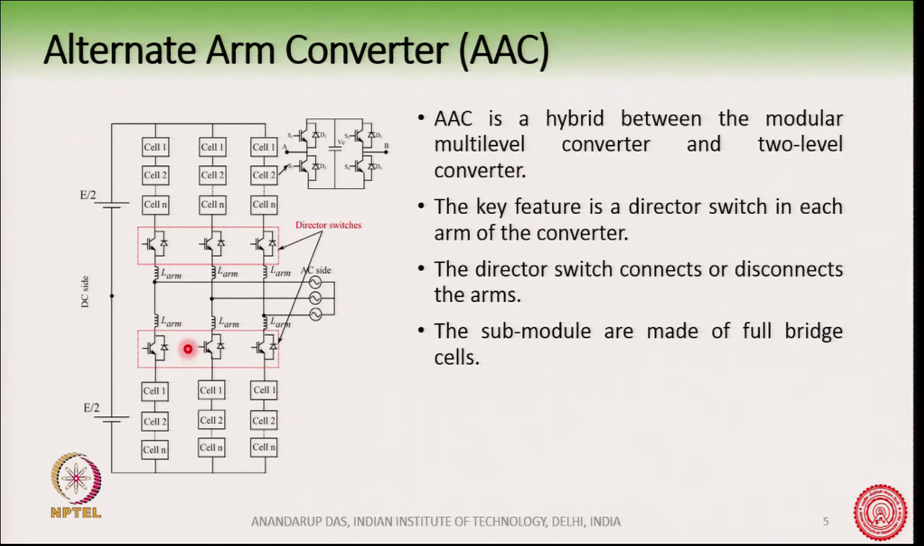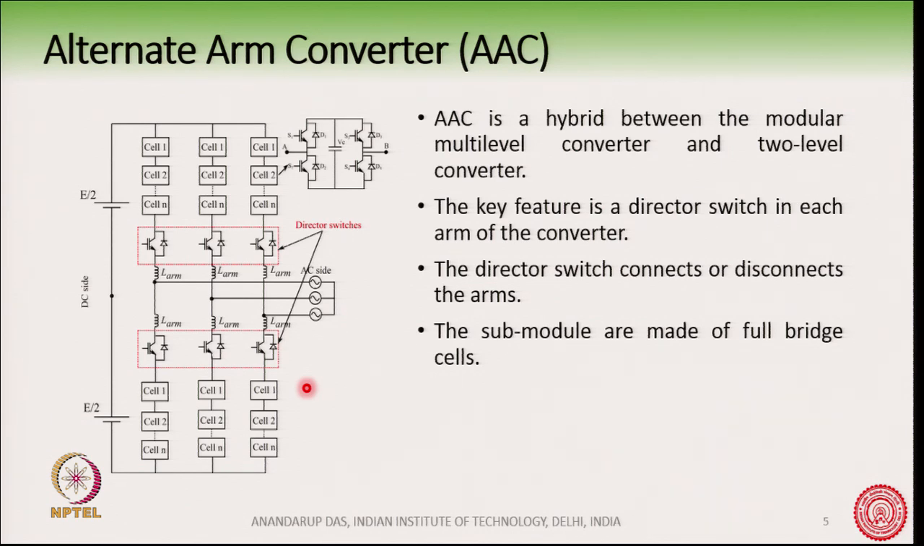However, there is an additional component here which is called the director switch. In this figure we have shown the director switch as a single IGBT, but in practice it is a series connection of several IGBTs. So, this is the key feature of an alternate arm converter, the director switch. The function of the director switch is to connect or disconnect the arms. With the help of this director switch, you can either connect this arm or disconnect it.